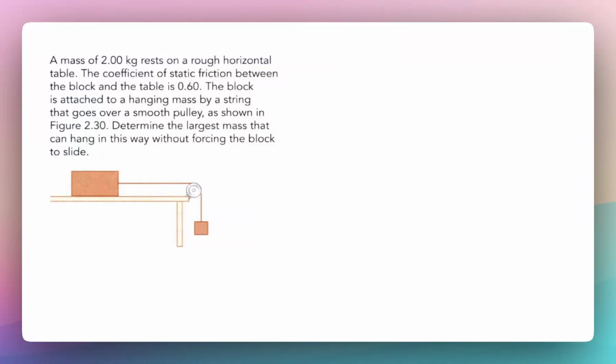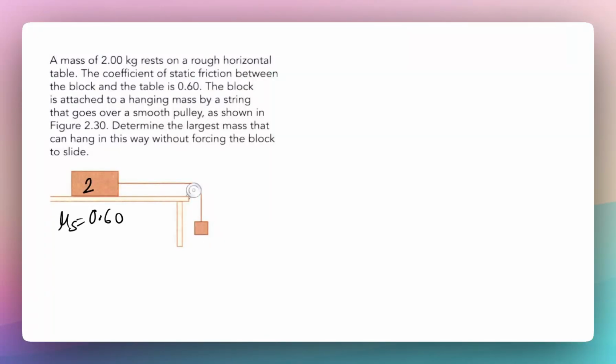Now, let's look at a question where we have to apply Newton's law, but we have to look for a limiting case. So let's look at the question. A mass of 2 kg rests on a rough horizontal table. So this is the 2 kg mass. The coefficient of static friction between the block and the table is 0.6. So this is the mu static.